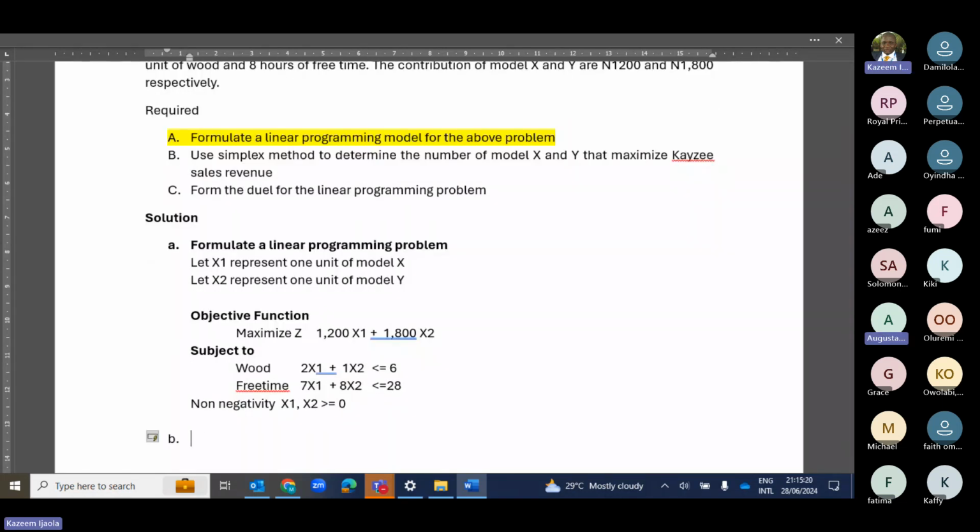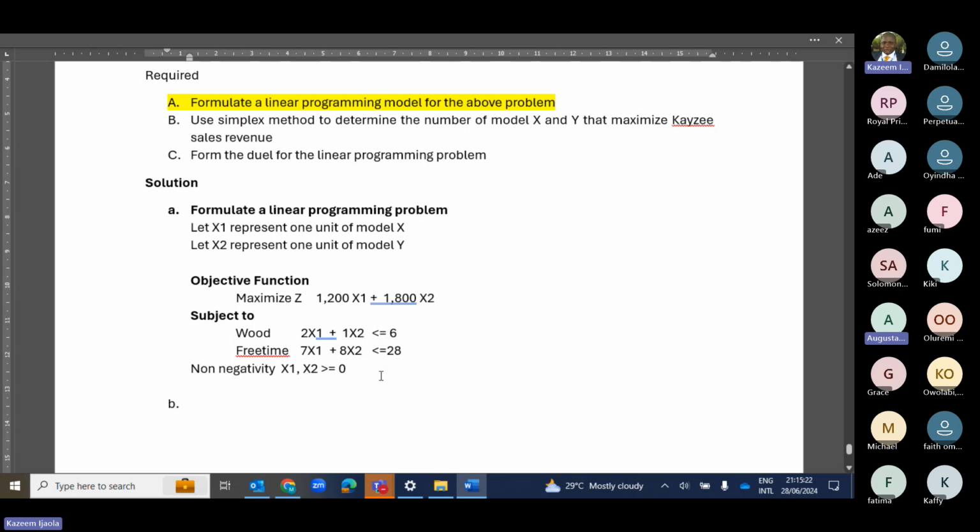Thank you. So B, we are preparing the simplex method. When you are doing the simplex method, you have to repeat this equation here. You will repeat it, but in the form of the simplex. So you have your maximize, just this same thing you have here, bring it down. Let me do it as if we're in the exam. You first of all copy this. This is your simplex.